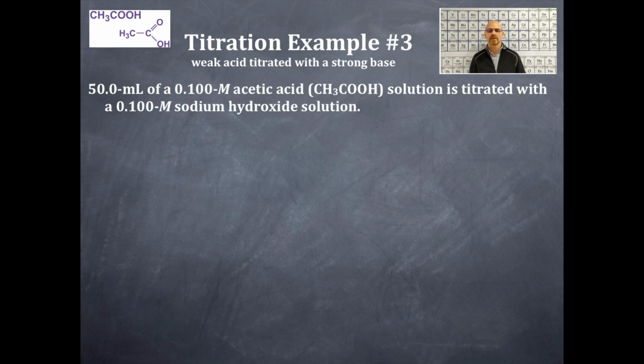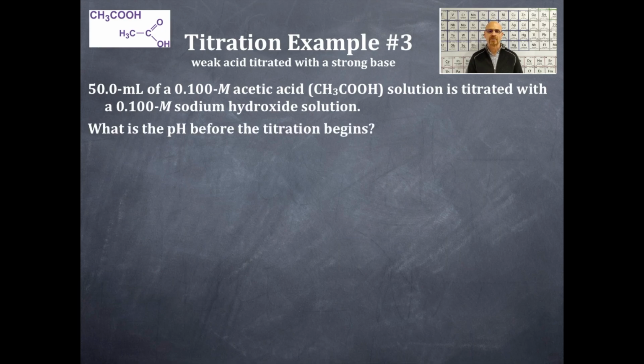Okay, so here is our problem. We've got 50 milliliters of a 0.1 molar acetic acid, that's CH3COOH, solution titrated with a 0.1 molar sodium hydroxide solution. There's something very interesting and very common about this problem, and you should be able to recognize it. That is, the concentration of both the weak acid, acetic acid, and the strong base is the same. Being that the concentration is the same, something very interesting will pop up on this problem, so make sure you pay attention to that. It only applies when the concentrations are exactly the same.